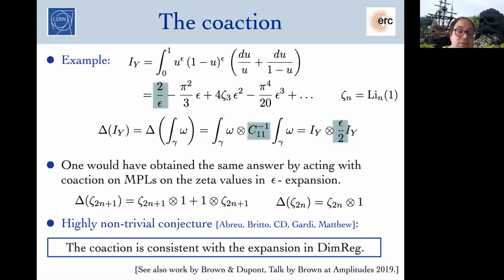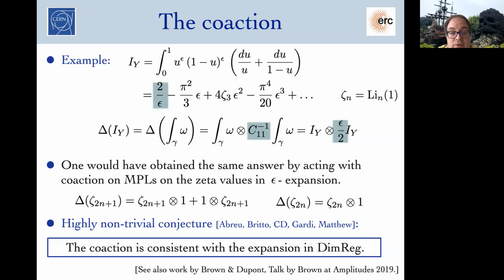If it's odd zeta values, it gives you the zeta value tensor 1 plus 1 tensor the zeta value. If it's an even zeta value, it's just this one term here. And so this one term actually resums an infinite number of terms. And that is highly non-trivial. So there, in some sense, there are 2 different coactions at work here.